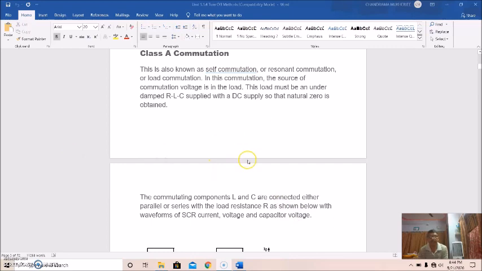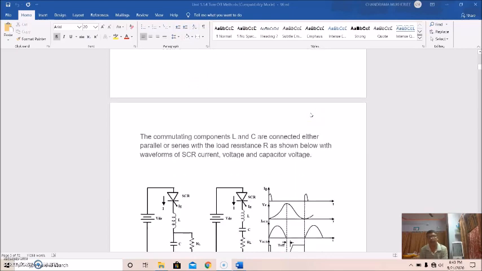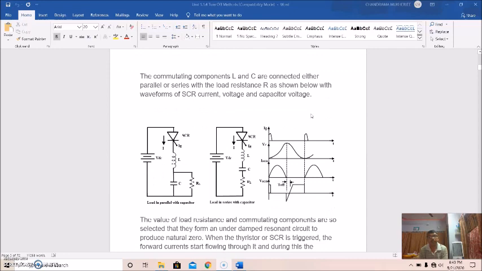Once again, I'm repeating this, since this commutation is also called self commutation, resonant commutation, or load commutation. So the source of the commutation voltage is of course in the load. This load must be an underdamped RLC circuit supplied with DC supply, so that the natural zero is obtained. The commutating components L and C are connected either in parallel or in series with the load resistance. This is the load resistance RL.